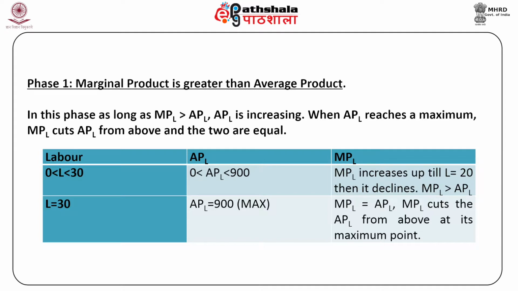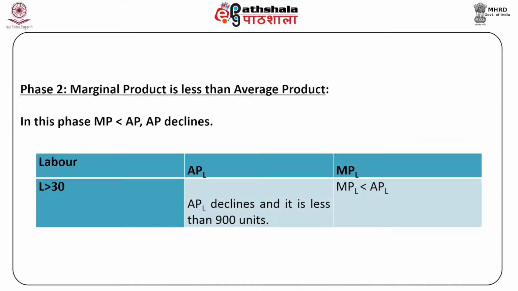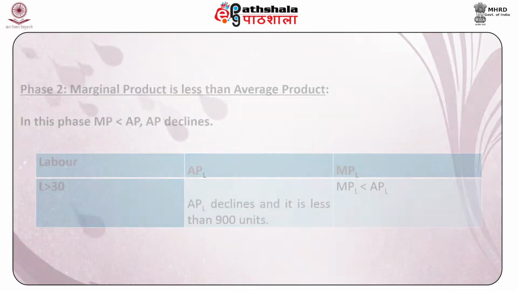In this phase, as long as MPL is greater than APL, APL is increasing. When APL reaches a maximum, MPL cuts APL from above and the two are equal. Phase 2: marginal product is less than the average product. In this phase, MPL is less than AP and AP declines.